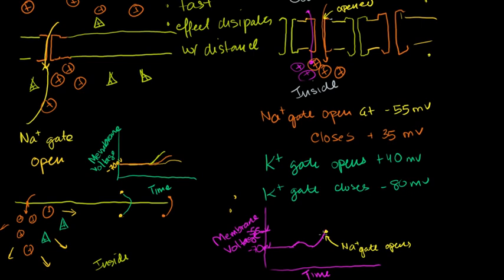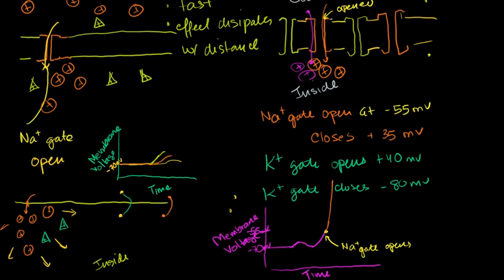There's so much sodium out there, it's so positive out there, they just want to come in. So as soon as you hit that threshold, even though this might have only gotten us to minus 55 or maybe minus 50, all of a sudden that gate opens, and we have all of this positive charge flooding into the cell, so the potential difference becomes much, much more positive. They keep flooding in. But as it gets more positive, we said it closes at plus 35 millivolts.